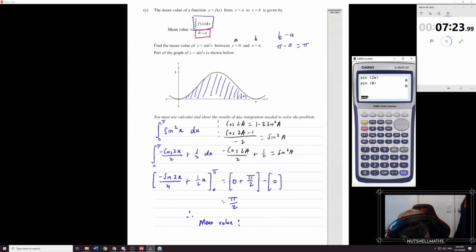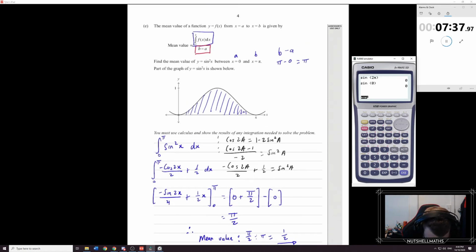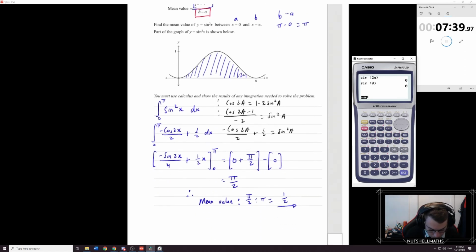So let's do a therefore the mean value is pi by 2 all divided by pi, which is the same as 1/2. I'm pretty happy with that. I don't think anything's wrong. Stuff is cancelled, so it makes me feel good about the question.